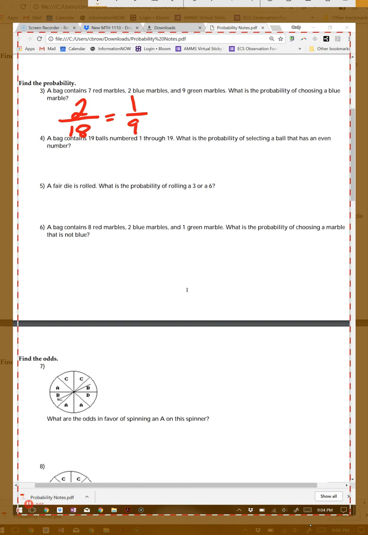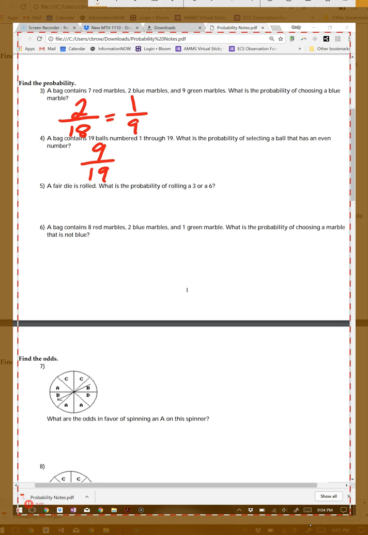Okay. Number 4 says the bag contains 19 balls numbered 1 through 19. What's the probability of selecting a ball that has an even number? Okay, well, if there are 19 balls numbered 1 through 19, you have to think about all the even numbers. Okay, 1's not, but you have 2, 4, 6, 8, 10, 12, 14, 16, and 18. So there are 9 even numbers there. I hope I counted that right. So the probability of selecting a ball that has an even number, 9 out of 19. Sometimes they won't reduce, and if they won't reduce, you can leave them.